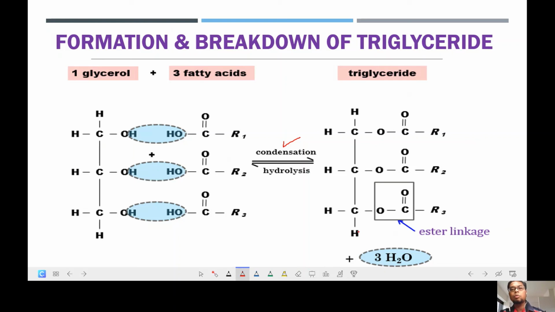So what if we want to break down the triglyceride? This will be involving the process of hydrolysis, in which three molecules of water will be added. With the addition of 3 water molecules, the ester bonds will be broken, and this will form 1 glycerol and the 3 fatty acids all over again. So, that is all about the fatty acids, about the glycerol, about the triglyceride, and the lipids.